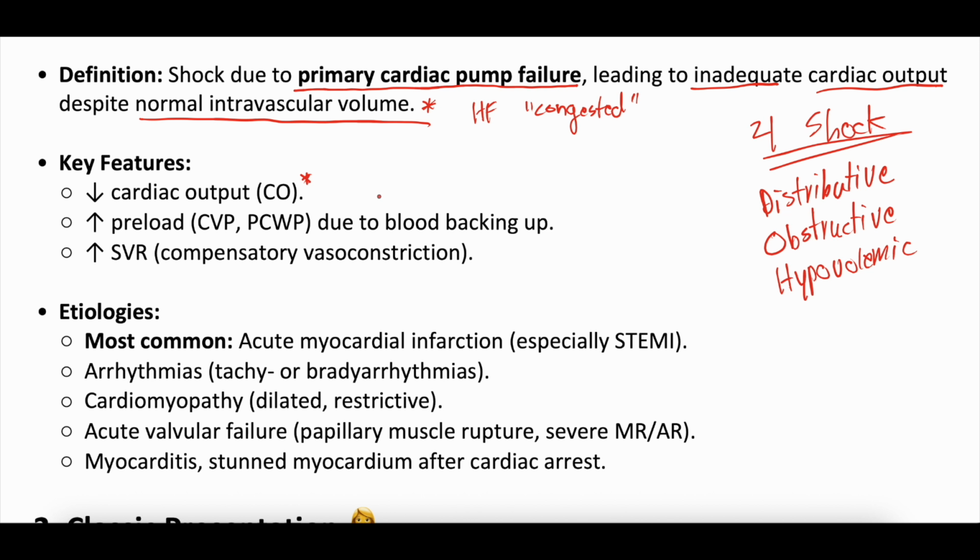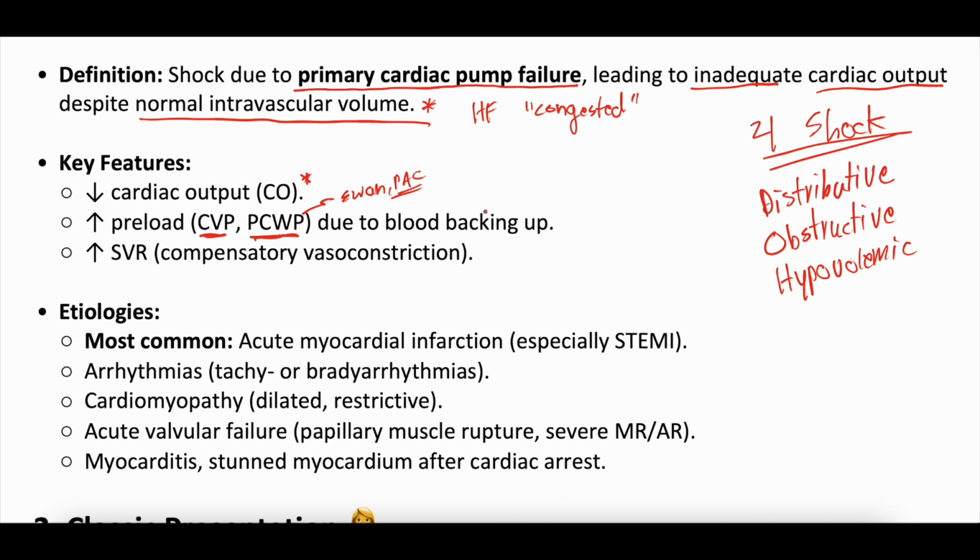In obstructive shock, hypovolemic shock, and cardiogenic shock, you have decreased cardiac output. Those are key features. In cardiogenic shock, you often have an increase in preload, a high central venous pressure, a high pulmonary capillary wedge pressure. This is done off a Swan or a pulmonary artery catheter.